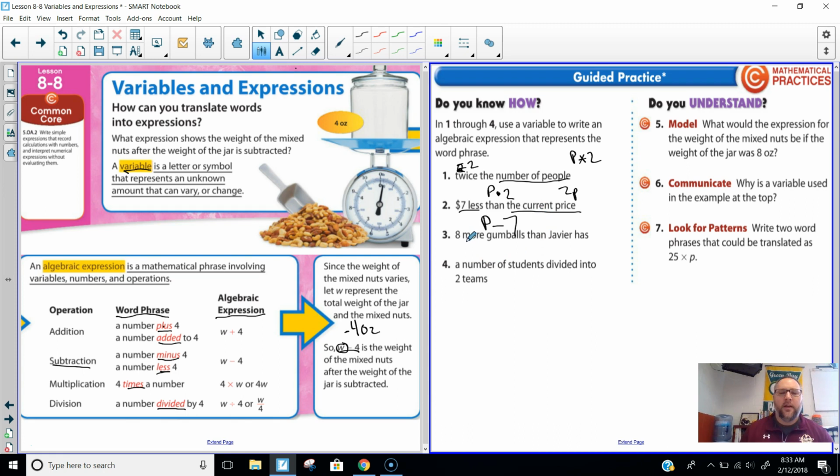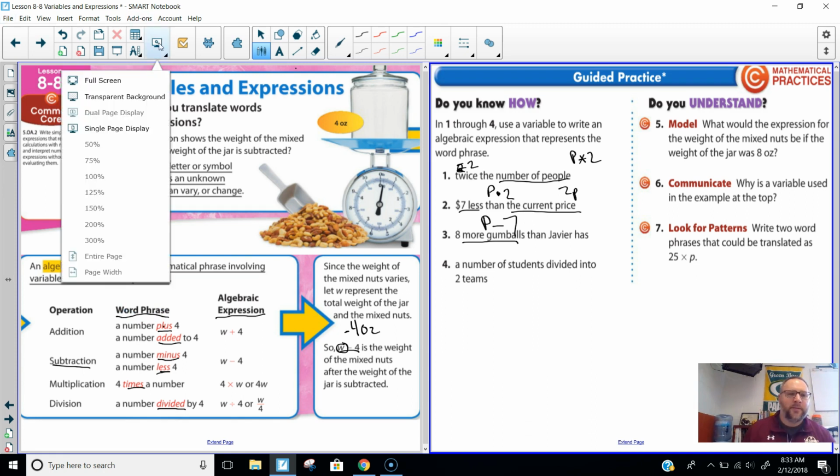Let's look at the next one. 8 more gumballs than Javier has. I see the word "more". So I'm going to go over to my word phrase list here. A number plus 4, a number added to 4, a number minus 4, a number less than 4, 4 times a number, a number divided by 4. I see nothing here to help me out. But if I'm getting more gumballs, I know I'm not subtracting, I know I'm not dividing. I'm not making anything smaller, I'm making it bigger here. Am I multiplying? Something being multiplied multiple times, and it's not. It's just being added.